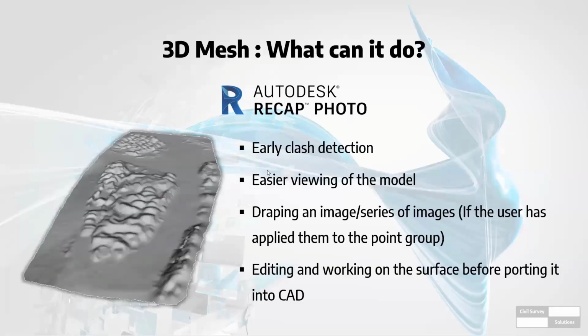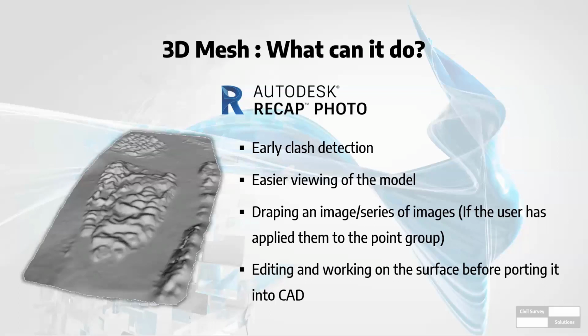Now the 3D mesh itself, we're able to use in a number of different ways. The most obvious ways are the ones you see on screen. It's able to detect clashes between your point groups. If you have multiple point groups within the same drawing, you're able to easily see the clashes. It highlights them red, and you're able to compare between the two. It's able to offer an easier viewing of the model compared to some of the other software out there. You can very easily search around and set which orientation you want, so you can have it looking down and be able to orbit around and such.